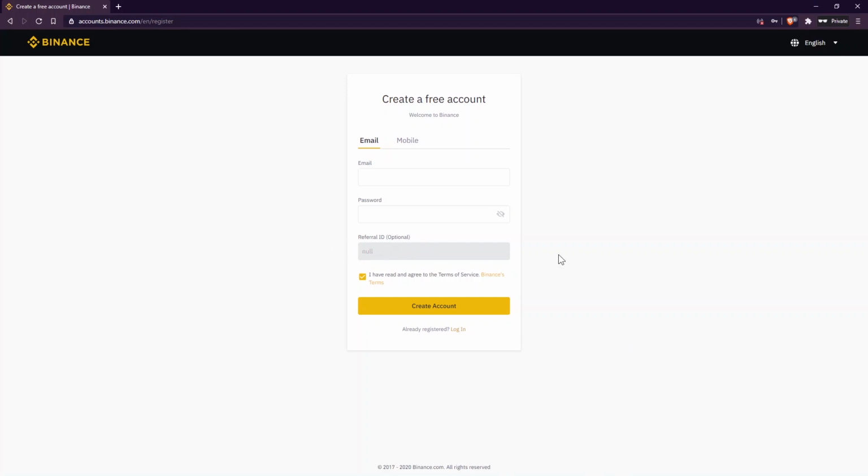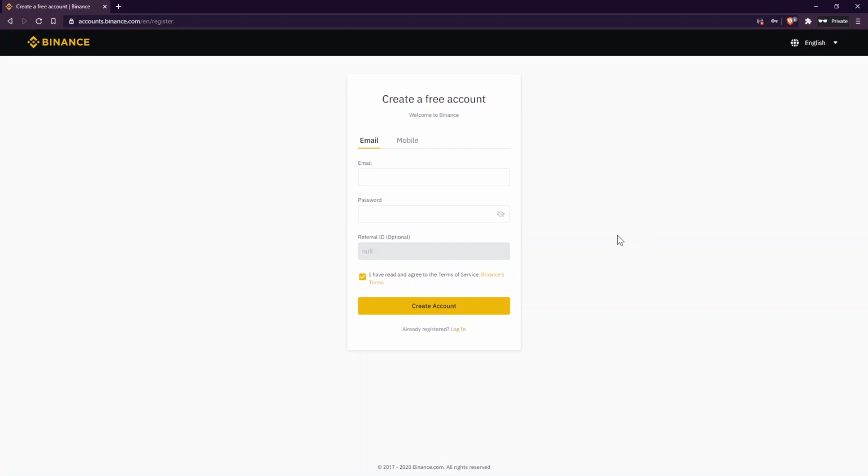On Binance.com there's no identity verification, so you can start trading right away. I don't have my Binance account verified because I don't need to. If you need to trade larger amounts of cryptocurrency, then they will ask for verification, or if you want to deposit money via bank account or a debit or credit card, you'll have to verify your identity.